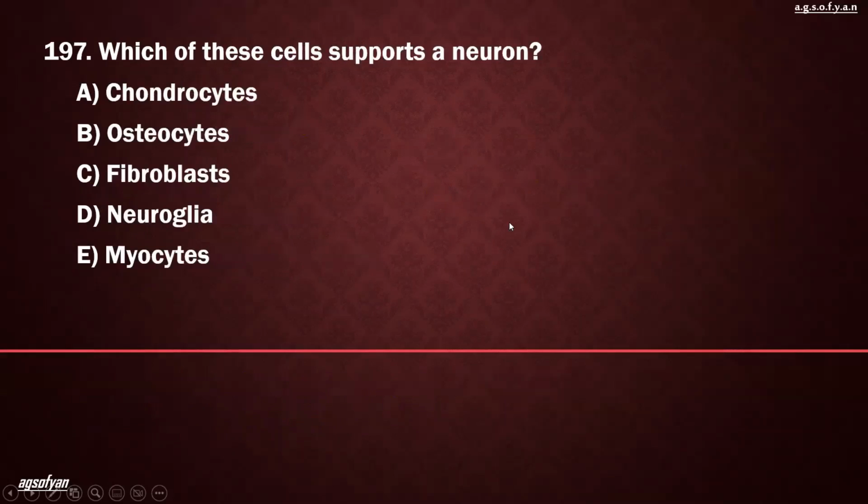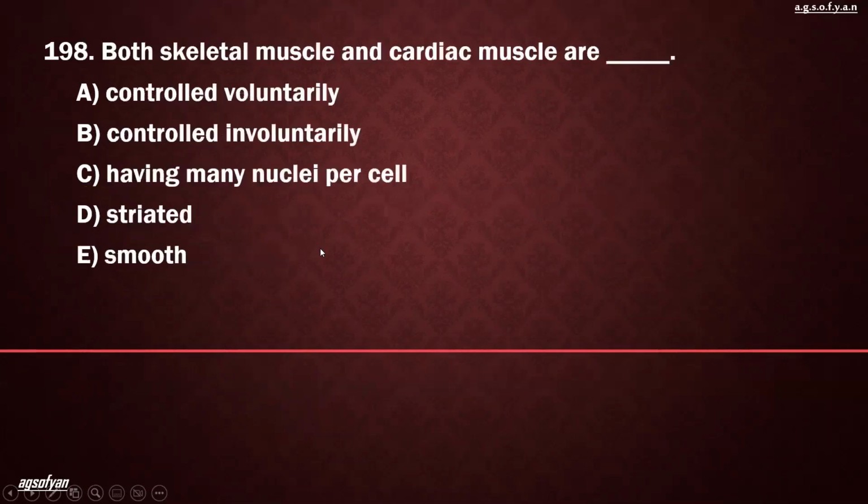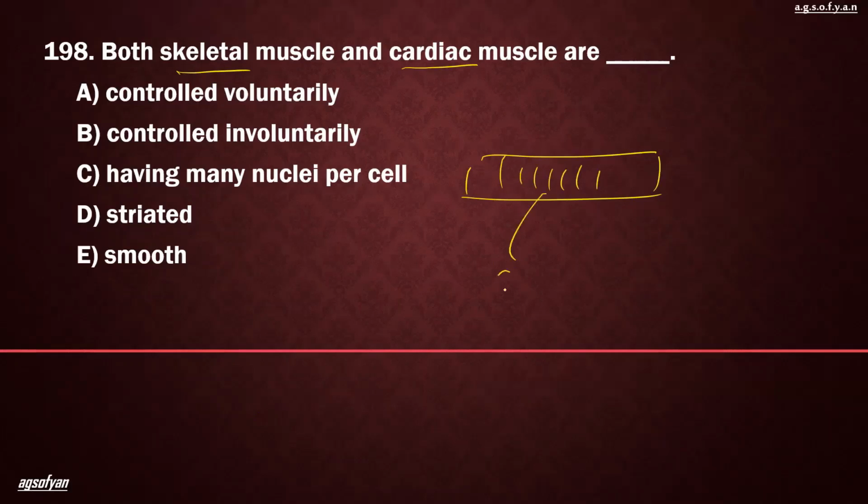Which of these cells support the neuron? I mentioned that one. The group of cells that help support the neuron is called the neuroglia. Both skeletal muscle and cardiac muscle, remember last time, have this stripe. Which one is that? D. Stripe, striation, that's the same.